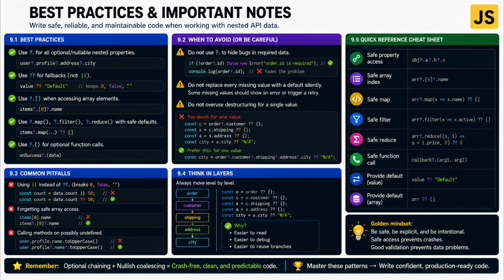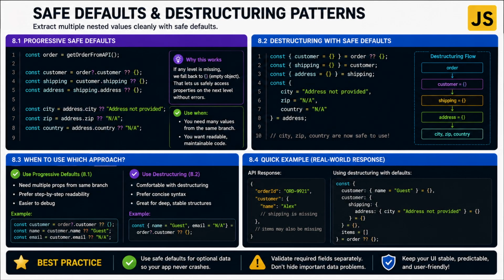A good rule is this: use optional chaining for fields that are genuinely optional. For required fields, validate them and handle bad data explicitly. You can also use safe defaults with destructuring style workflows. One readable option is to pull each layer out safely. const customer = order.customer || {}; const shipping = customer.shipping || {}; const address = shipping.address || {}; const city = address.city || 'Address not provided'.